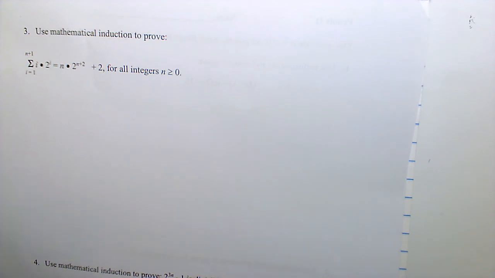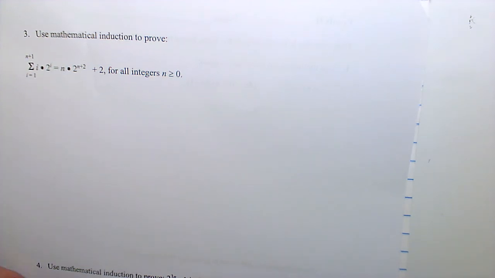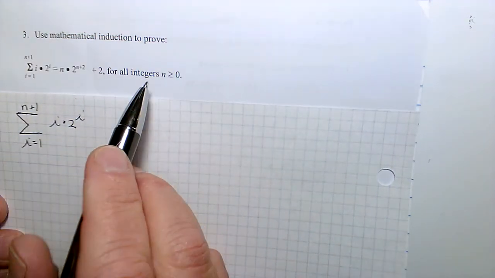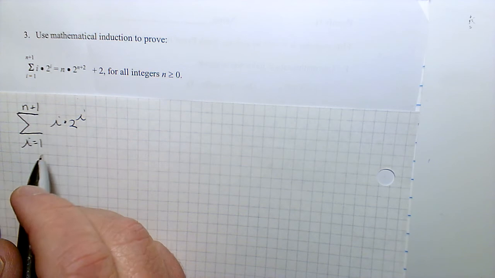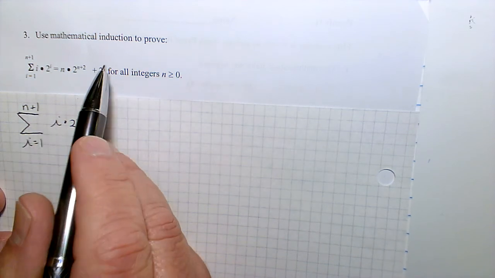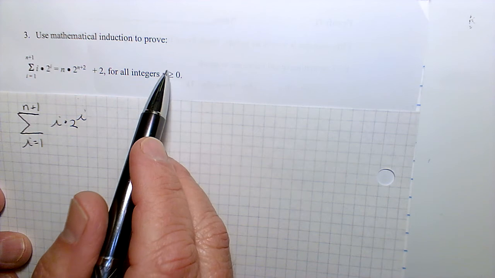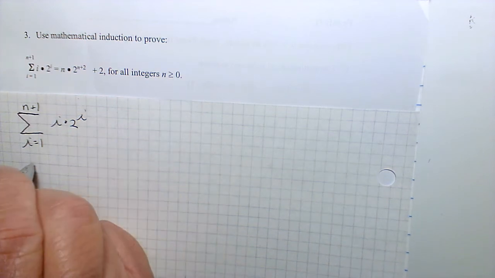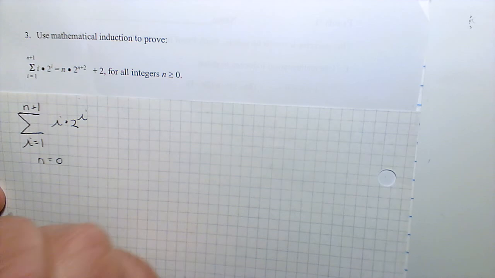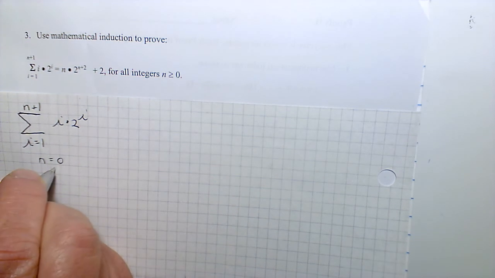What I'd like to do is show you what it's saying here on both the left-hand side and the right-hand side. First of all, let's start with the left-hand side. Now, what is the first term we're going to work with here? Well, it says it's for all integers n greater than or equal to 0. So we're going to start when n is equal to 0.